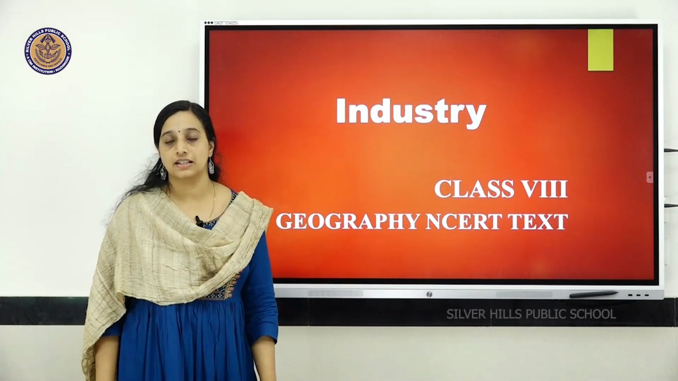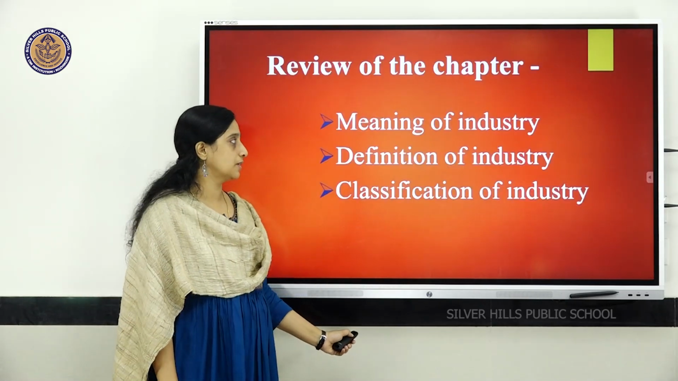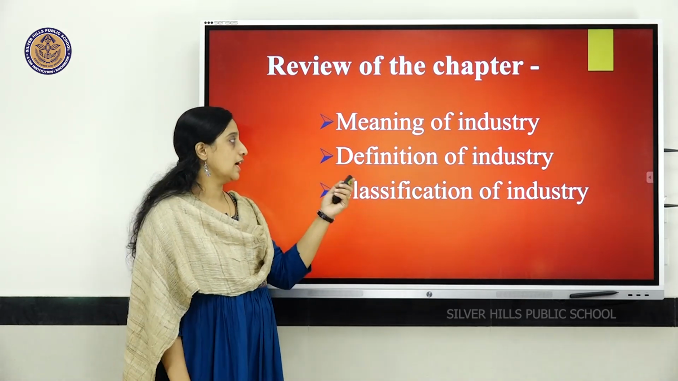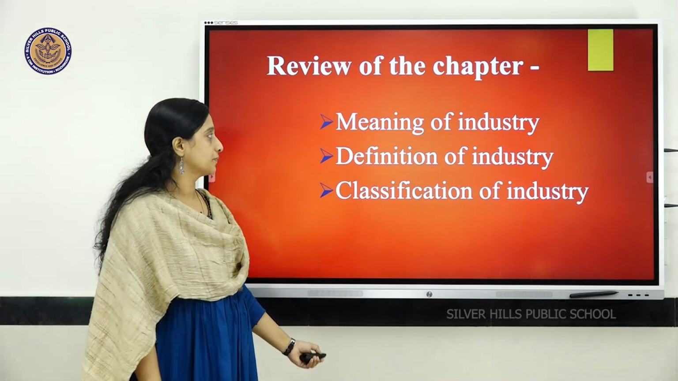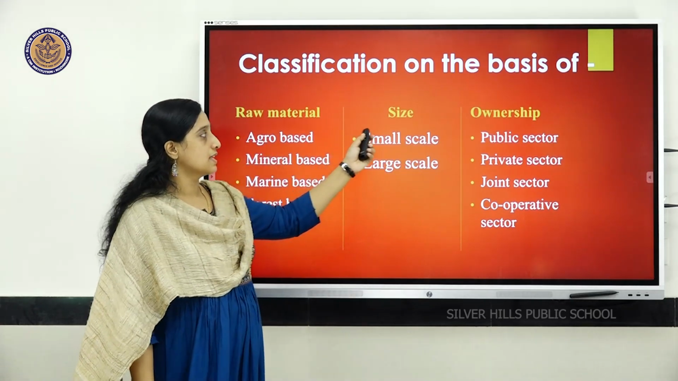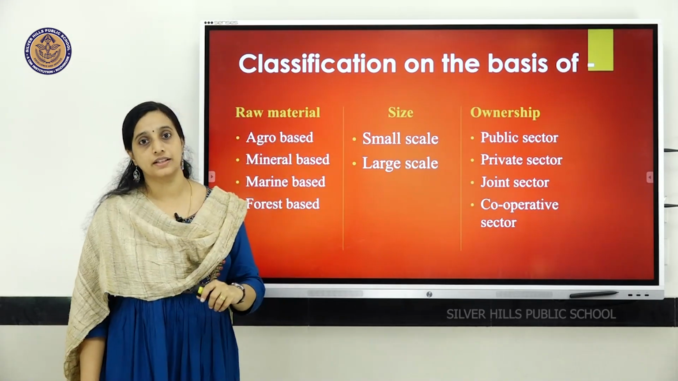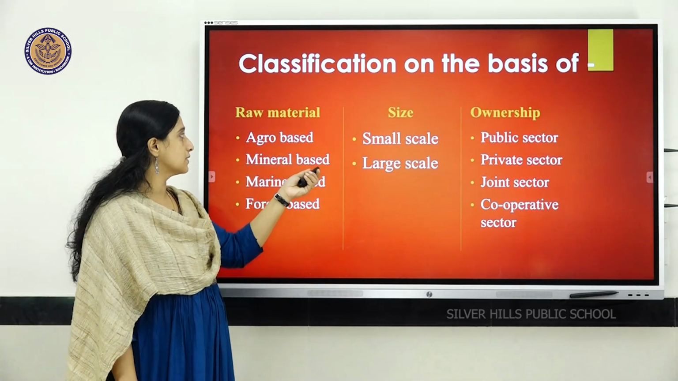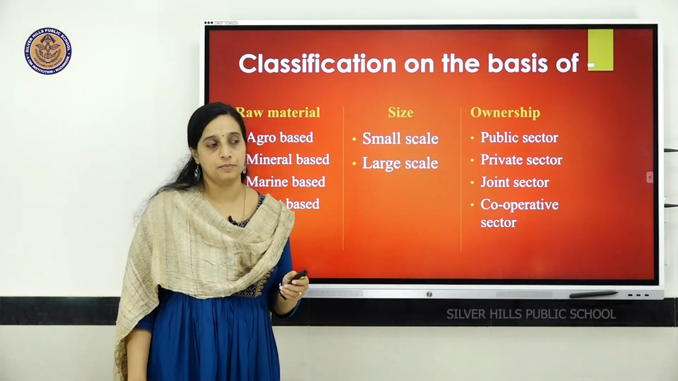We had already started one session with the industry class 8 geography chapter, in which we had discussed the meaning of industry, the definition of industry and also the classification of industry. Industry is classified on the basis of raw material, size, and ownership. Raw material is further divided into agro based, mineral based, marine based and forest based raw material.